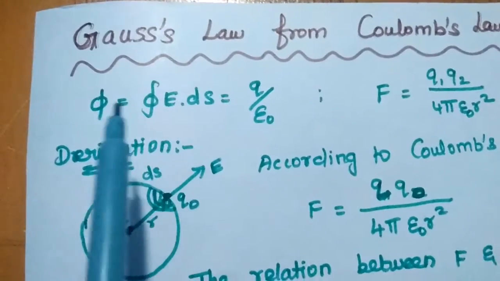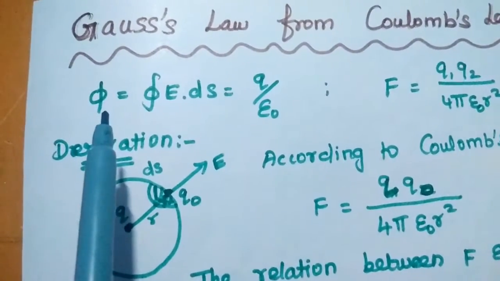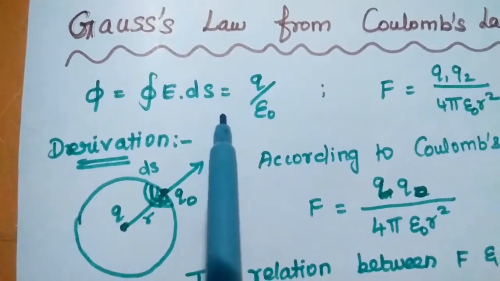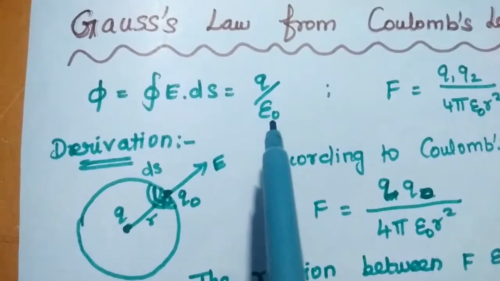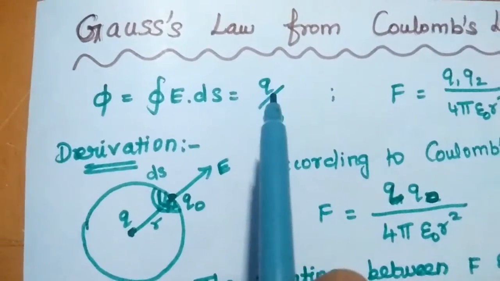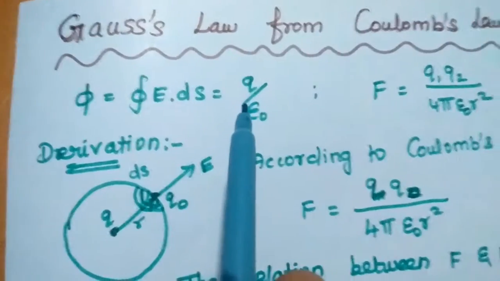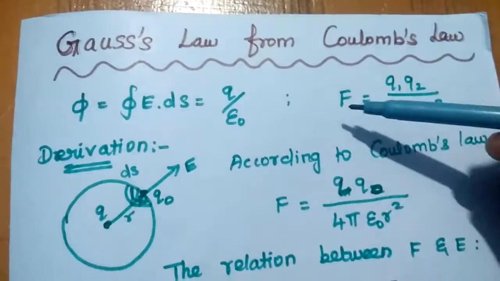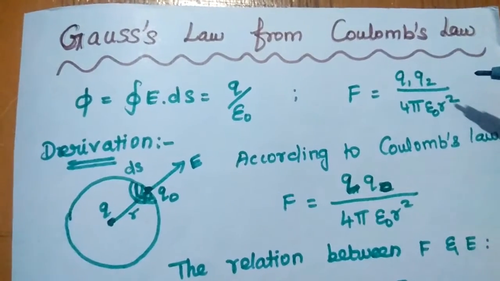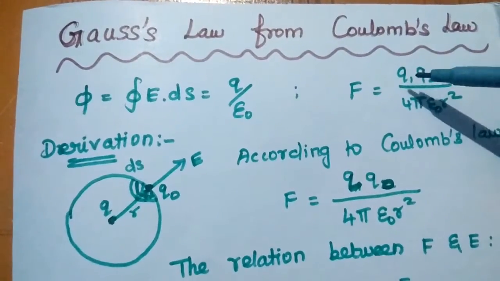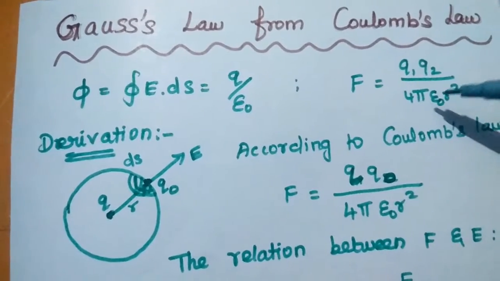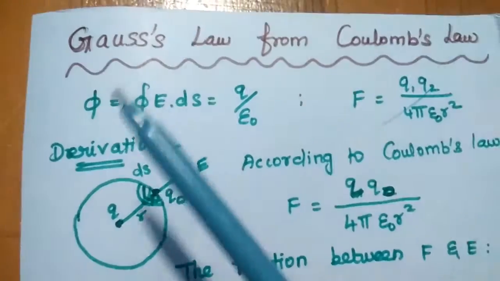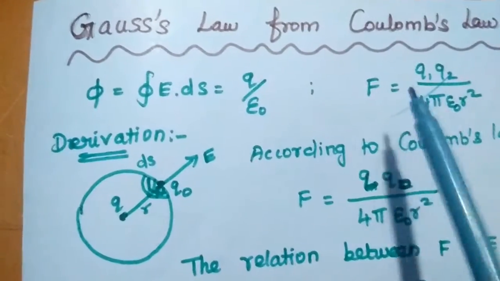Gauss law states that electric flux through any closed surface is equal to 1 by epsilon naught times the charge enclosed by that surface. Coulomb's law states that the force between two charges is equal to Q1 Q2 divided by 4 pi epsilon naught r square. Now, we are going to derive Gauss law from this Coulomb's law.